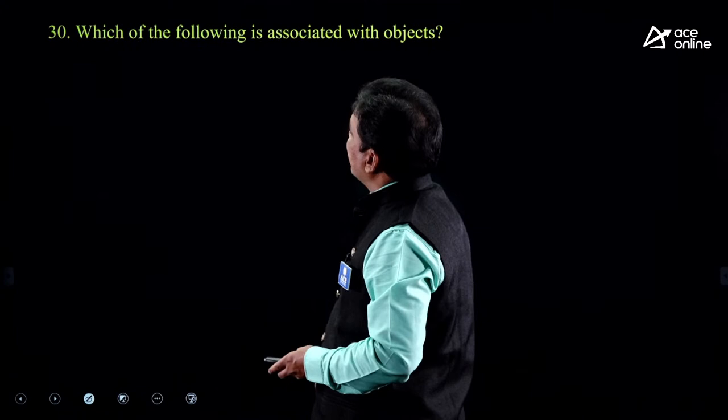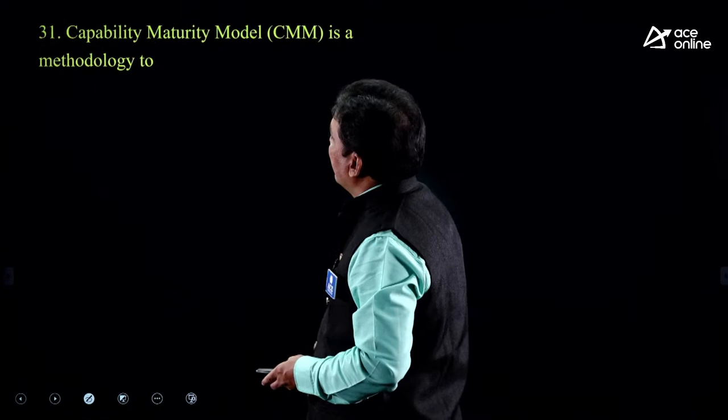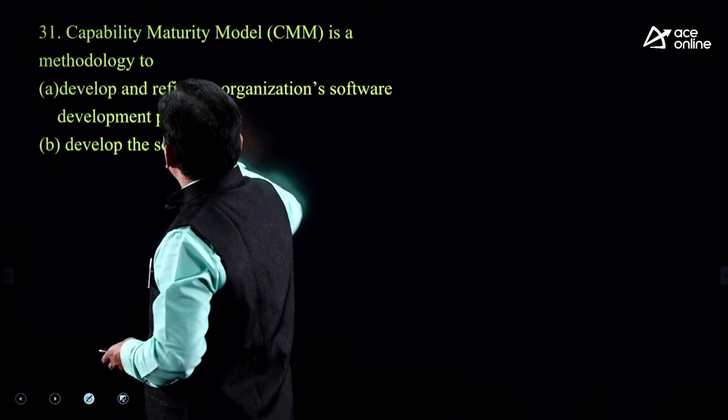And coming to which of the following is associated with the objects? State, behavior, identity, all of the above, which was asked in the year 2017, right? Next, capability maturity model is a methodology for it to develop and refine organization software development process.